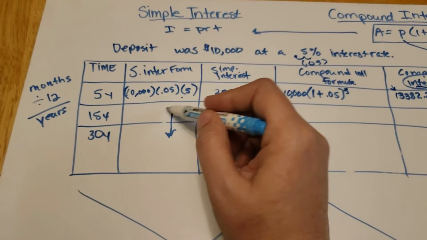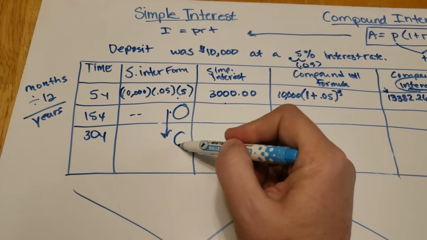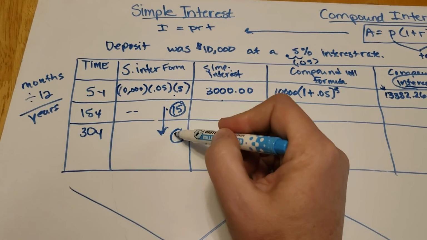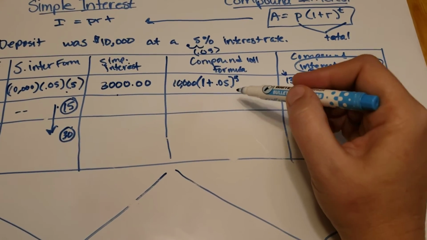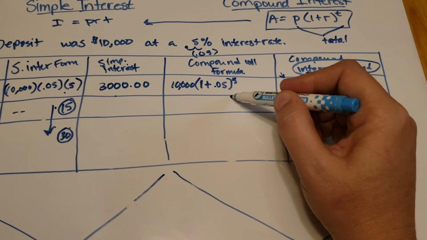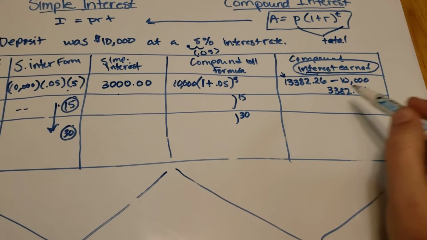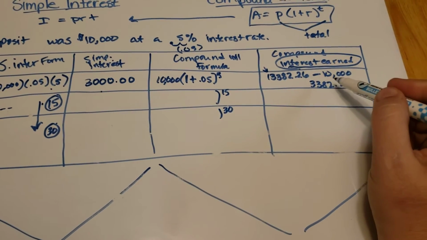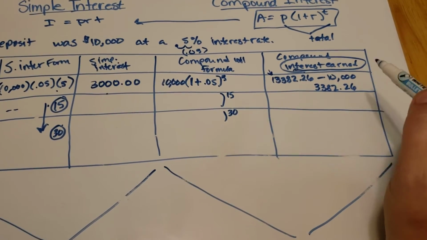The only thing that will change in the formula here will be your years. So now you need to do it for 15 years and then for 30 years. And then the same will hold true for this formula. Your exponent will change to 15 and to 30 over here. Just make sure whenever you're finding out what your interest is that you subtract the amount of the deposit that you actually put into the bank.